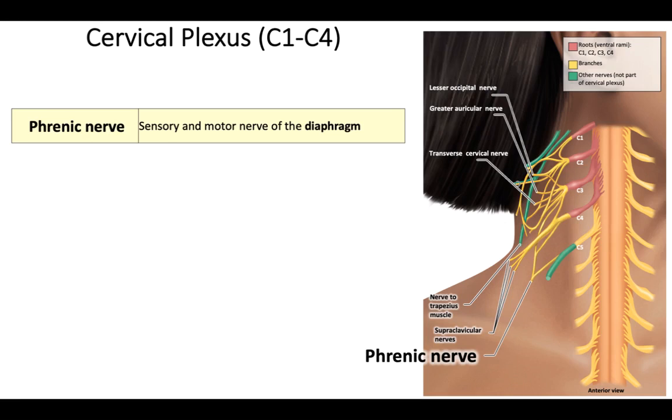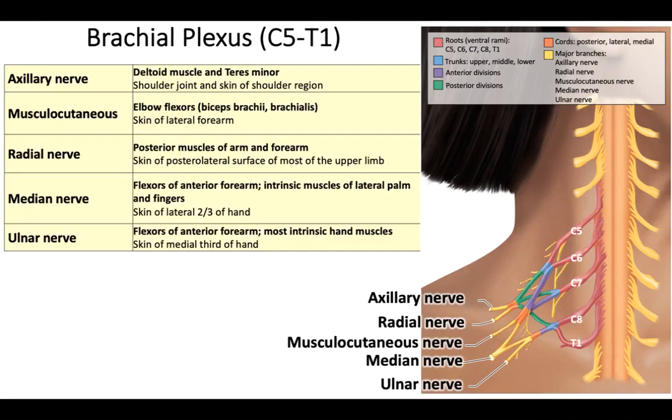All right, so this is a really important nerve if you think about it, because it controls your diaphragm, and you can't breathe without being able to contract and relax your diaphragm. All right, so cervical plexus formed by C1 to C4, most important nerve being the phrenic nerve. All right, it's sensory and motor for the diaphragm. Okay, now we move to the brachial plexus.